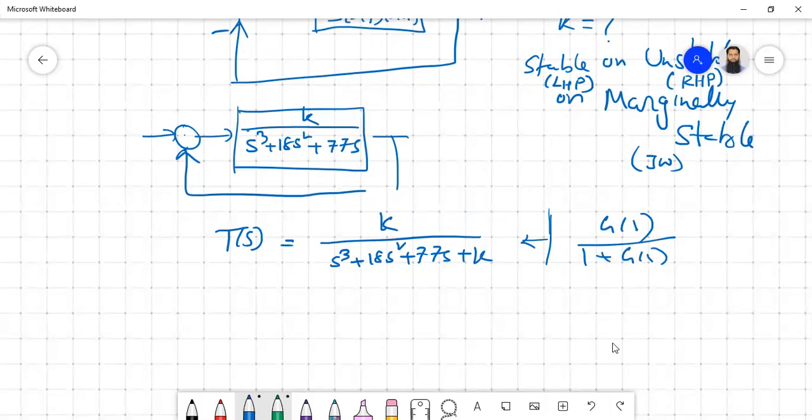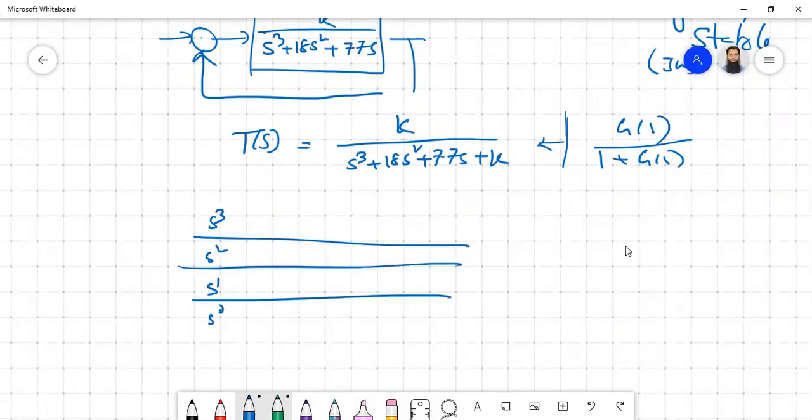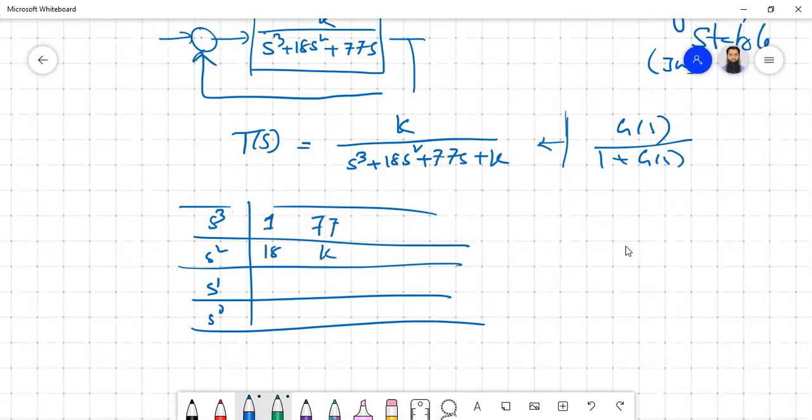Okay, now a simple example. So basically s cubed, s squared, s to the power 1, s to the power 0. So the coefficients are basically 1, 18, 77, and k. So basically 18 into 77, that is 1386, minus k, divided by 18, and then k will be directly coming here.